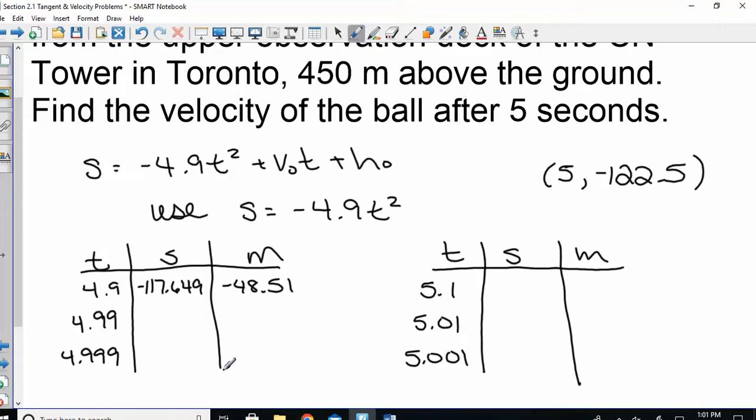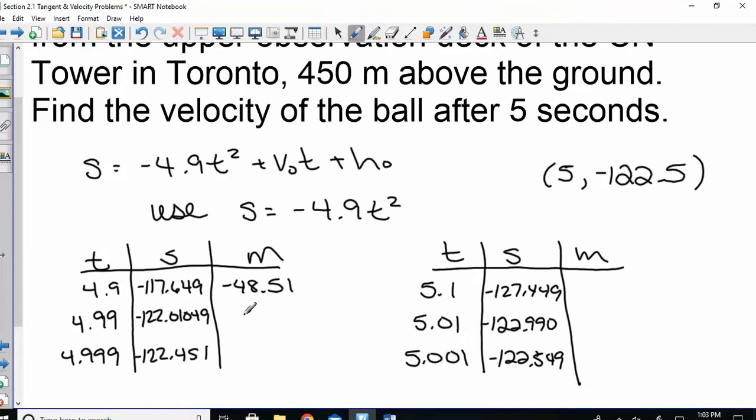All right, so this is a little time consuming. We're going to divvy it up. Bo, you get 4.99. Ben, 4.999. Bell, 5.1. Corbin, 5.01. Logan, 5.001. Bo, what'd you get for the slope with 4.99? 620.01.